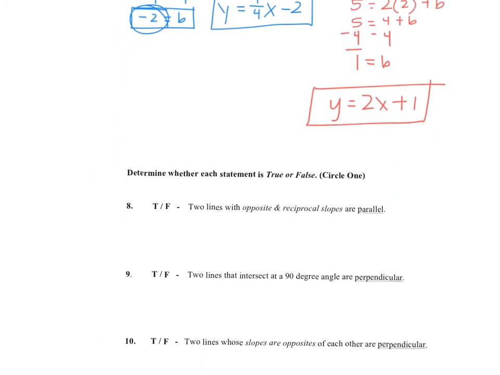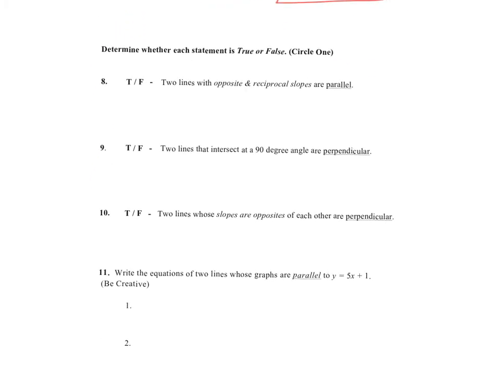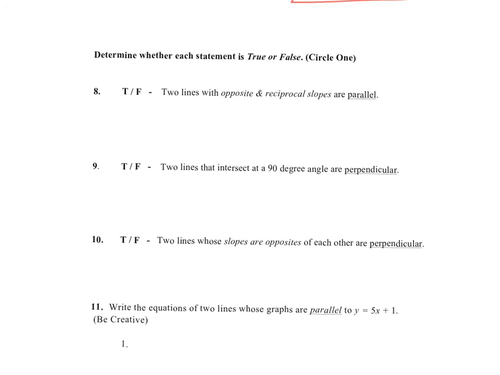Okay. All right. 8, 9, 10. This is true or false. So it says determine whether each statement is true or false. Circle one of those. So 2 lines with opposite reciprocal slopes are parallel. Think about, is that true or is that false? So opposite reciprocal, that is actually perpendicular, so this would be false.